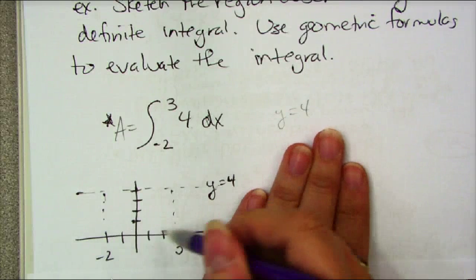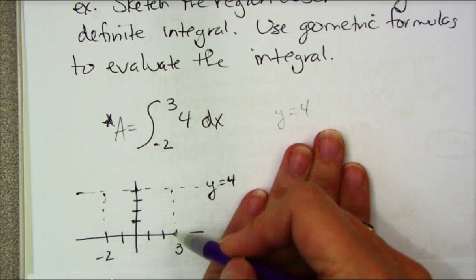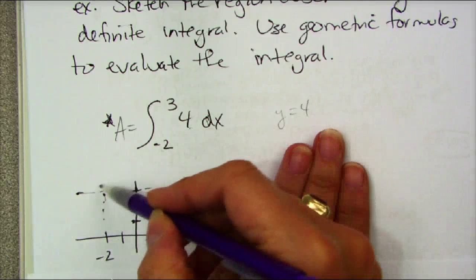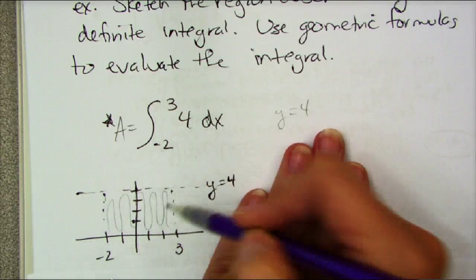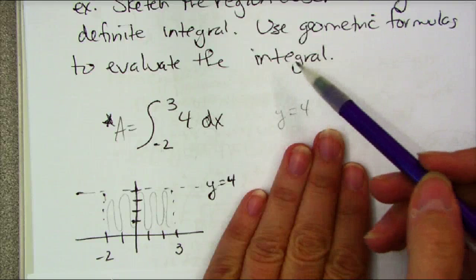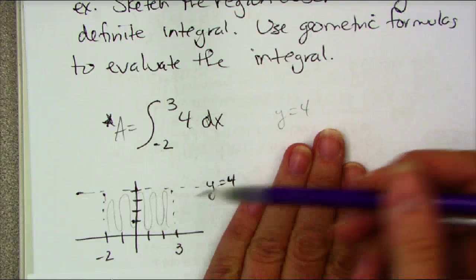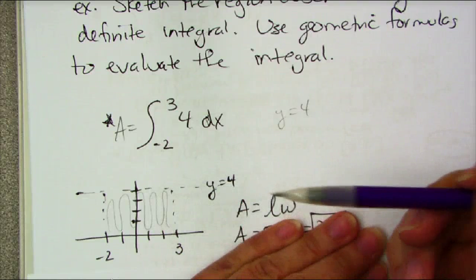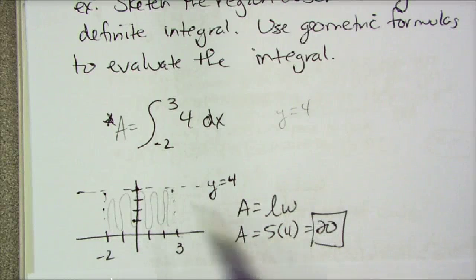So there is my x-axis, there is my vertical line x equals -2, x equals 3, and then my function happens to be a horizontal line y equals 4. I need to find the area of this. Now the directions say use geometric formulas to evaluate that integral. Well, that's just a rectangle, so the area of a rectangle is length times width, and the length and the width are 5 by 4, which is 20.